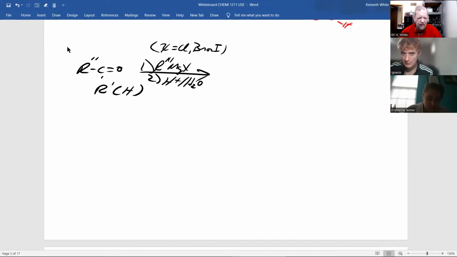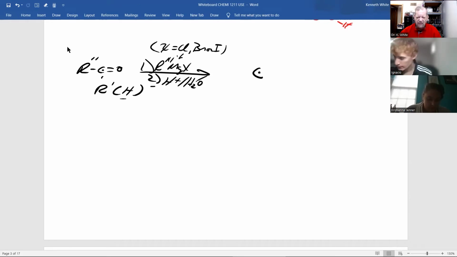Remember, look for what's different. Ooh, carbon double bond oxygen. This can be, if R prime is hydrogen, an aldehyde; if it's carbon, it's a ketone. And here we have R triple prime MgX, Grignard. X can be chlorine, bromine, or iodine. Second step, acid and water.